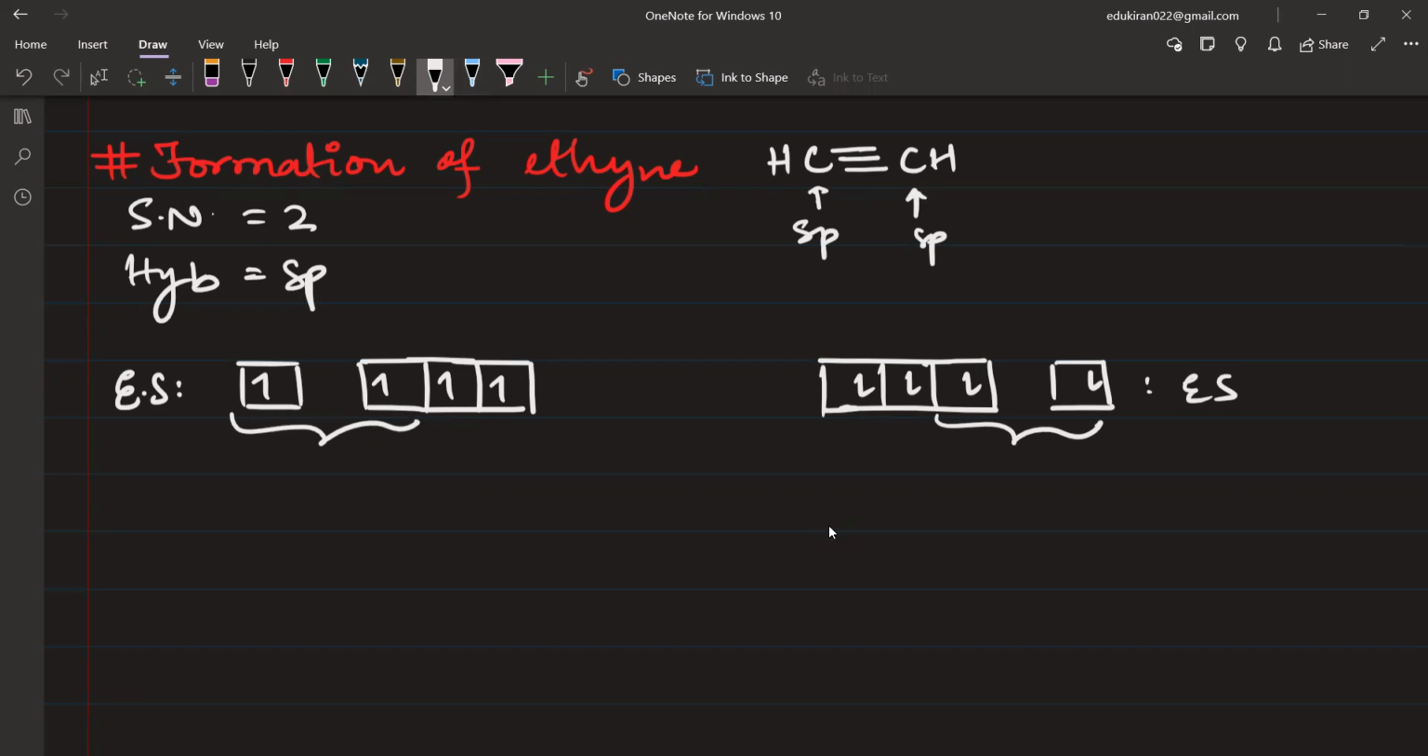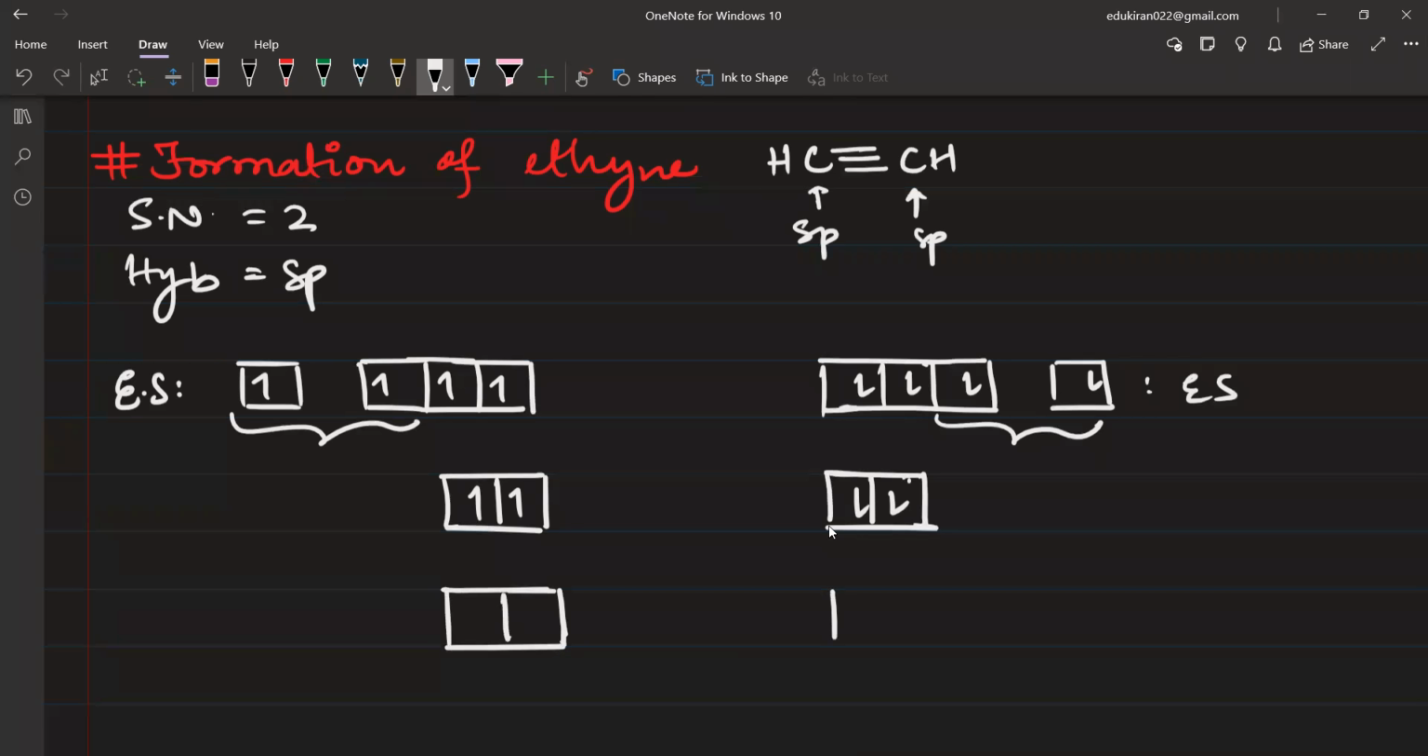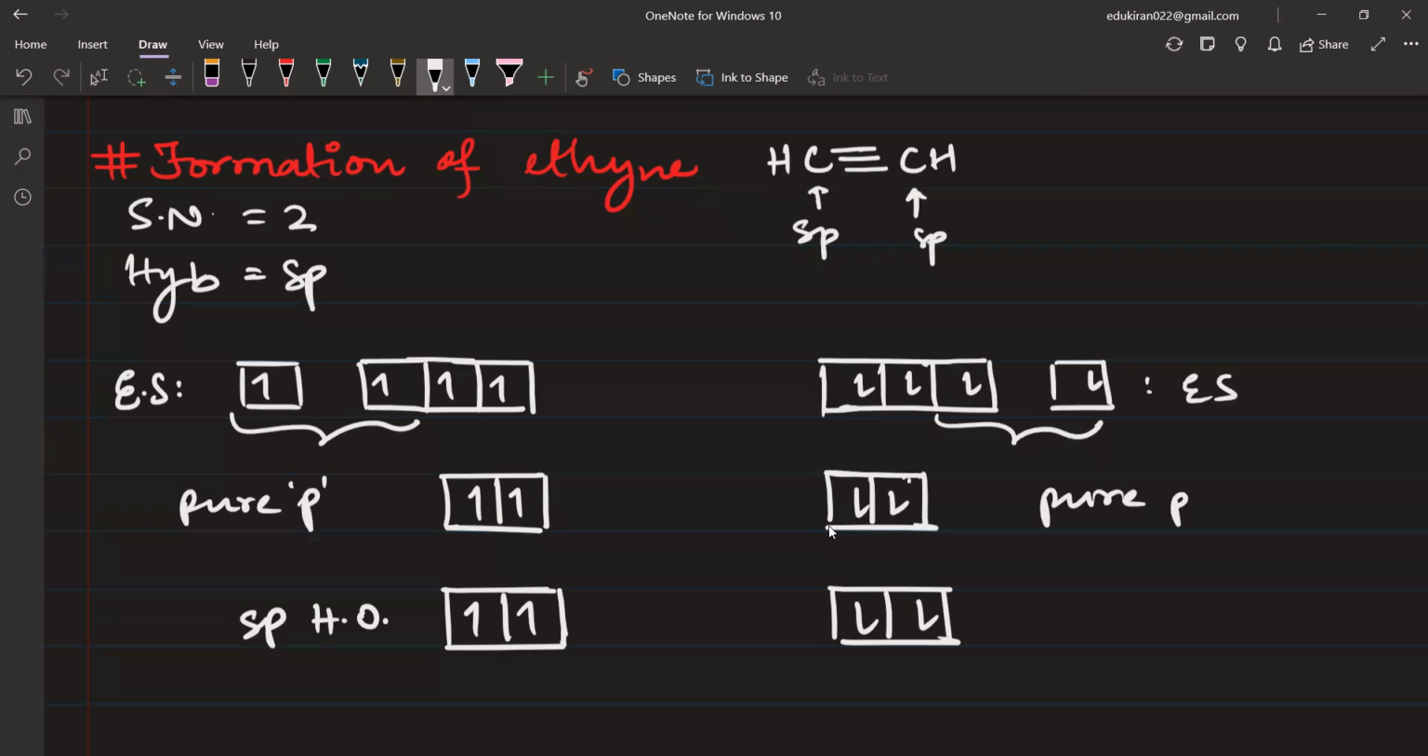तो आपके पास यहाँ पे 2 पी ऑर्बिटल जो रहेंगे ना, they will be like this only. These are the 2p orbitals which are having same energy with one electron each. And then there will be these, the sp. Okay, so this is sp hybrid orbital, this is pure p. These are pure p and this is sp hybrid orbital.